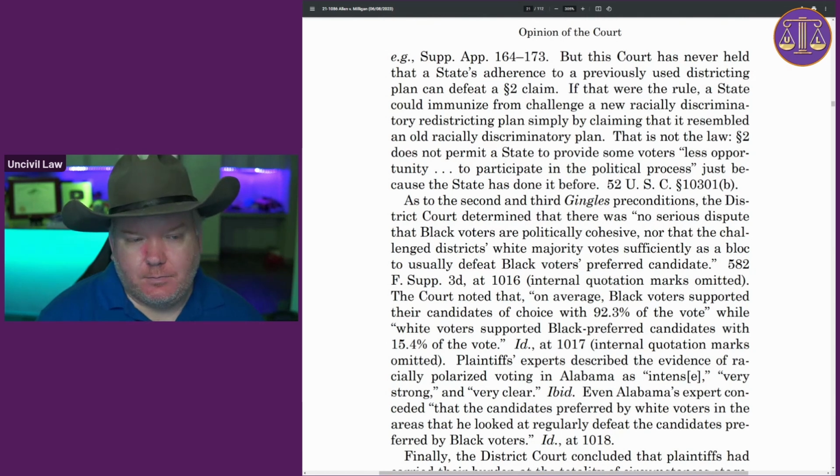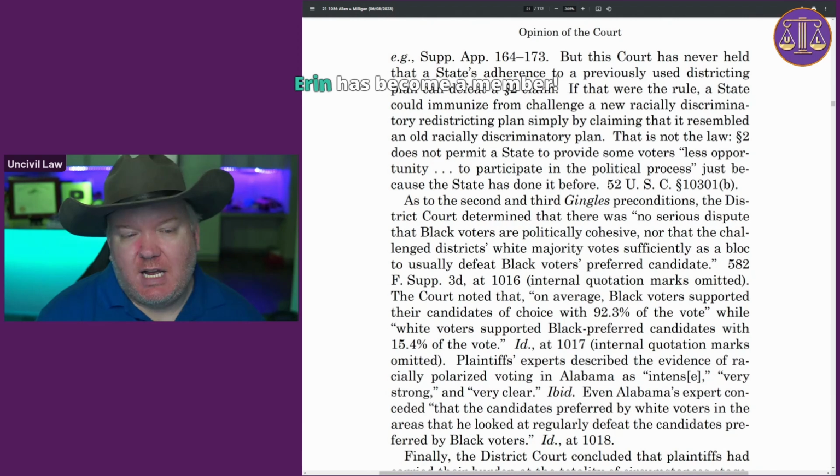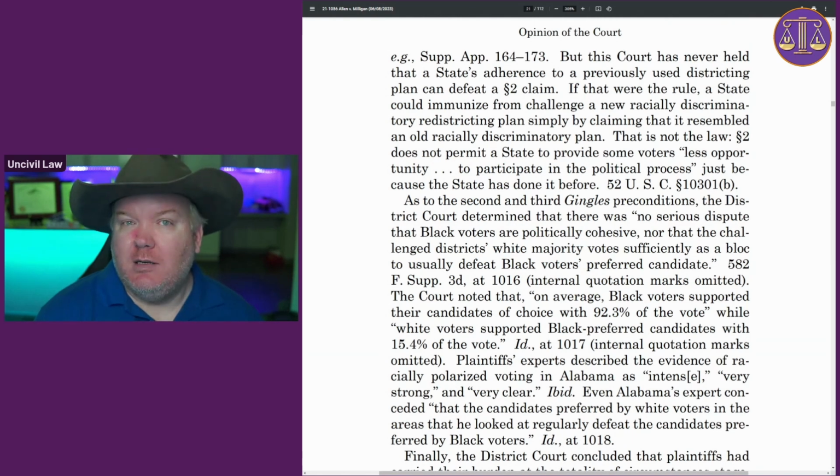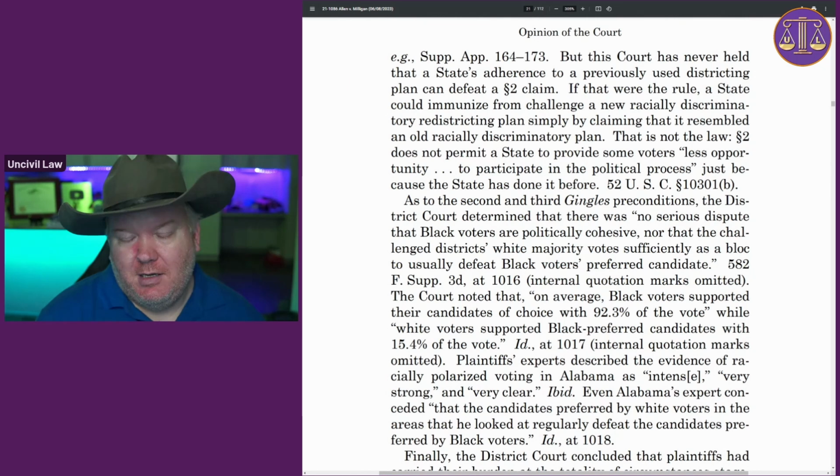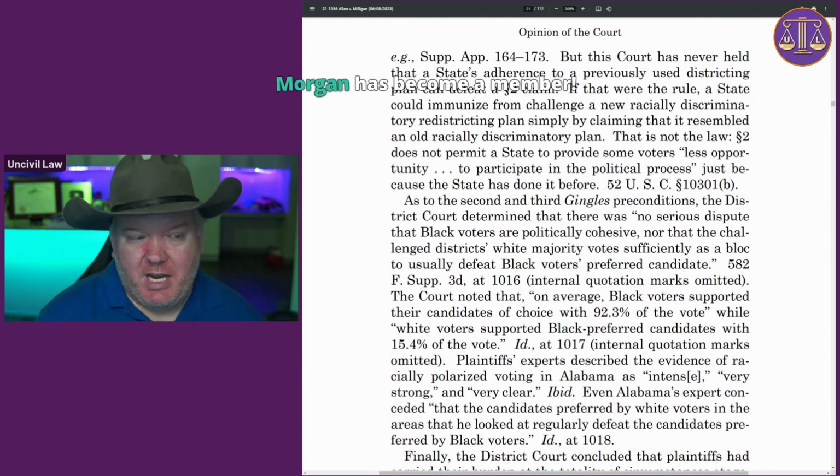Yeah, that makes sense. Section 2 does not permit a state to provide some voters less opportunity to participate just because it might have done it before. Also, to the extent you were sinning before, you're still sinning. So just because it was approved before and wasn't successfully challenged doesn't mean it's right either. So yeah, you might have gotten away with it, but that's not enough.